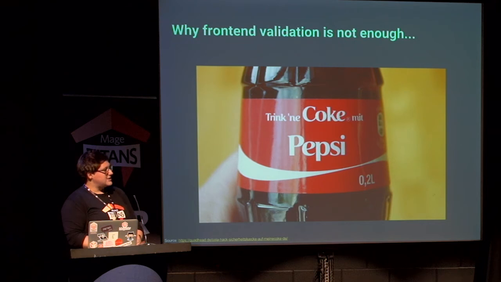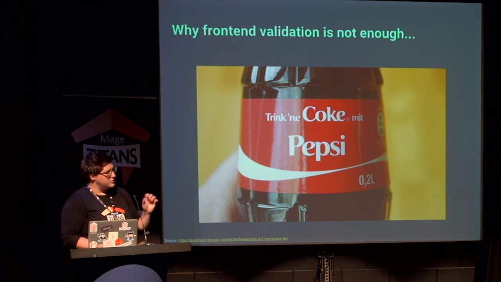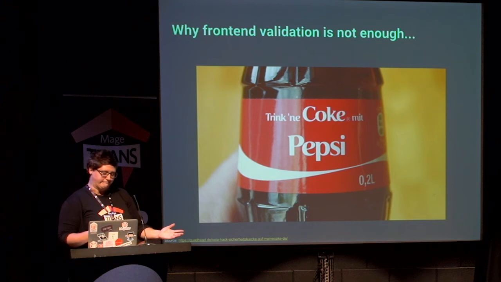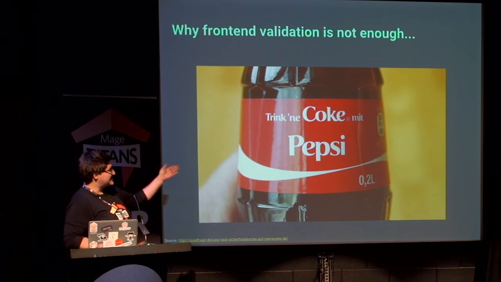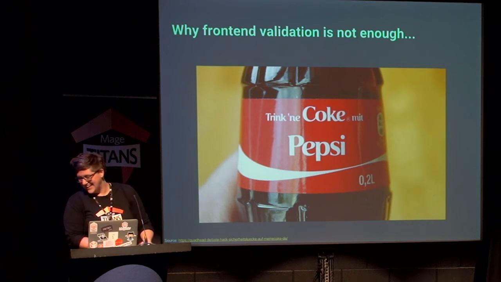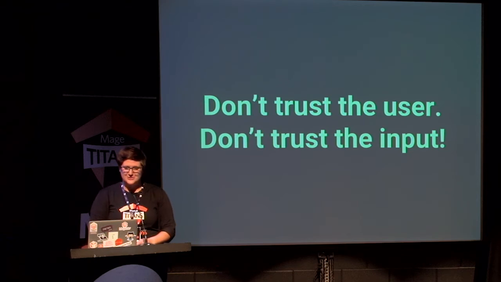So why is front-end input validation not enough? Sorry for the example, this is from a German website. There was a Coca-Cola website where they had this feature to add your own name on the bottle. So I could order a bottle with, drink a Coke with Anna, for example. And they had a blacklist, of course, of words which they didn't want to have on their bottles. For example, sugar: drink your Coke with sugar. Not so good. Pepsi: drink your Coke with Pepsi. And there was a guy who actually was able to order a bottle with drink a Coke with Pepsi because he just modified the POST request. So they checked it on the front end, but they didn't check it on the back end. Well done.